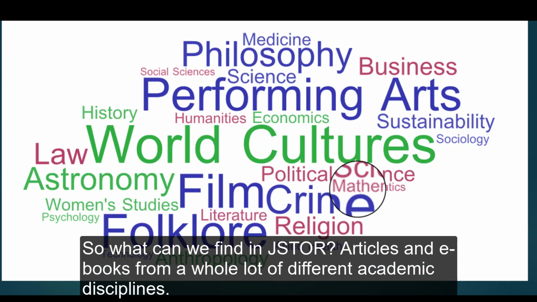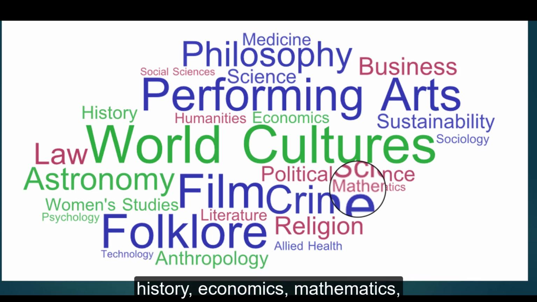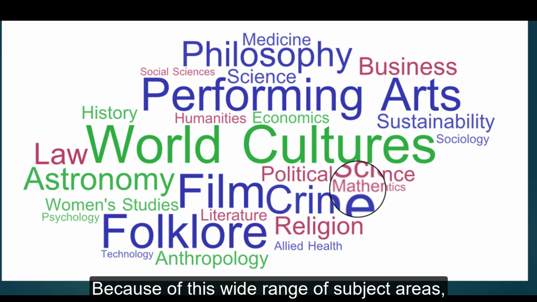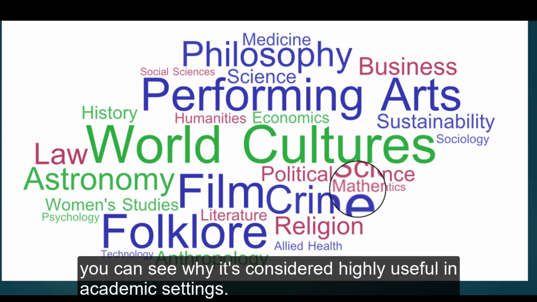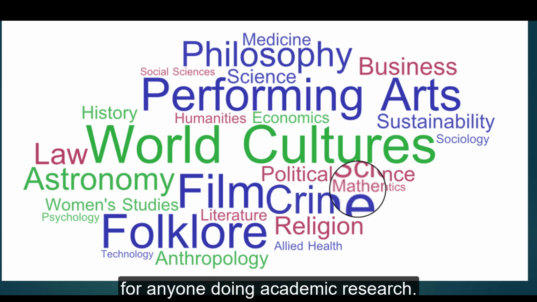So, what can we find in JSTOR? Articles and ebooks from a whole lot of different academic disciplines. For example, the humanities, literature and the arts, as well as the social sciences, history, economics, mathematics, political science, cultural studies, and more. Because of this wide range of subject areas, you can see why it's considered highly useful in academic settings. JSTOR is considered an important starting point for anyone doing academic research.